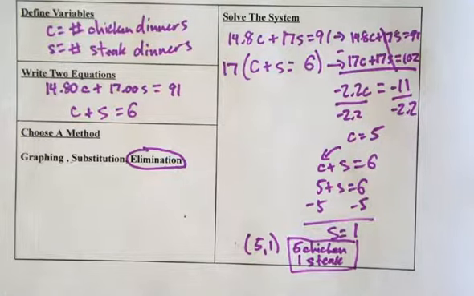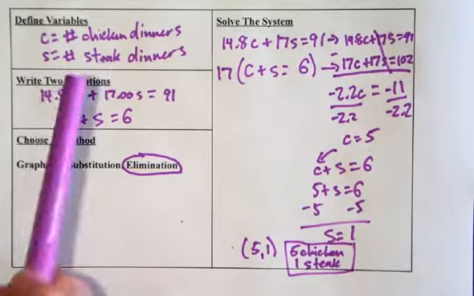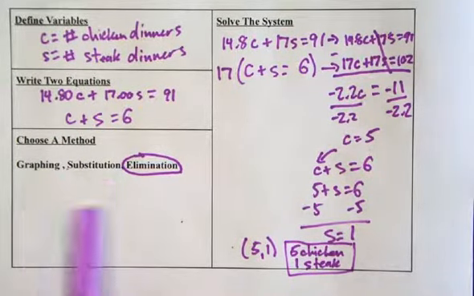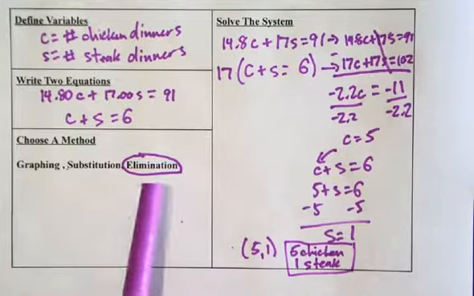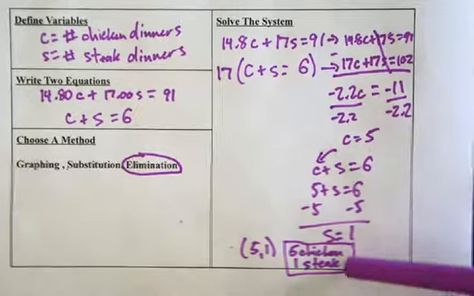All right, so solving word problems with systems of equations, define the variables, write 2 equations, choose a method, either graphing, substitution, elimination. Elimination often works really well with real-world problems. Go ahead and solve, find your solution.